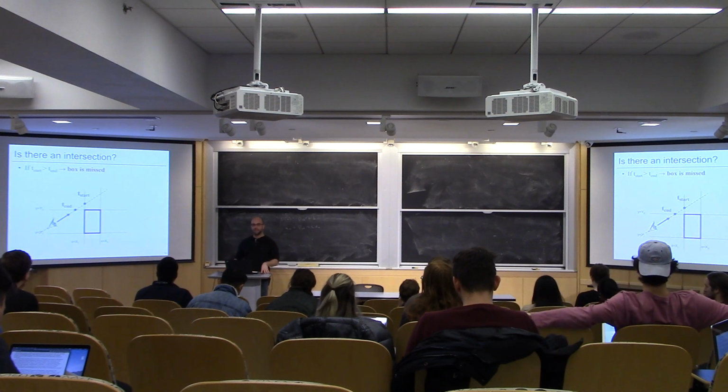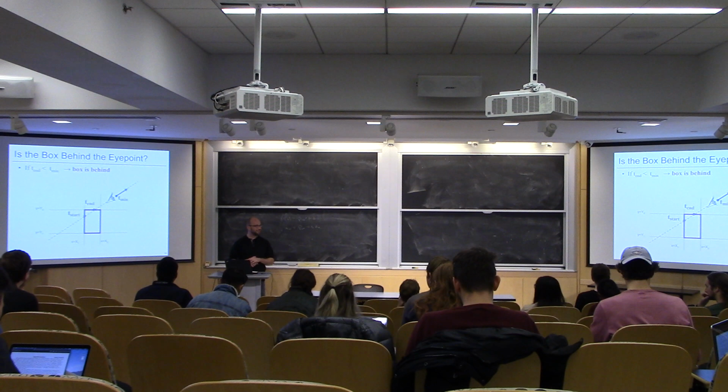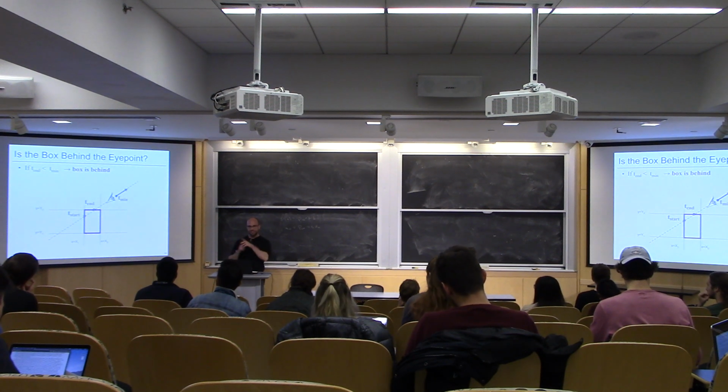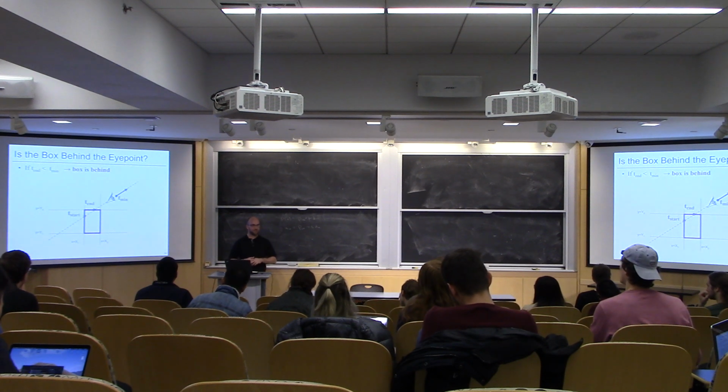The other one we have to be a little bit careful about is if the t's do not contain the t of the eyeball, like 0. If 0 is not contained inside of the interval or to the right of that interval, then I also don't have to look at the box because it's behind me.